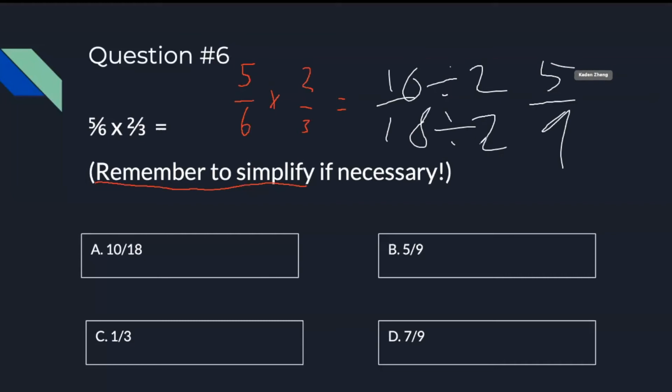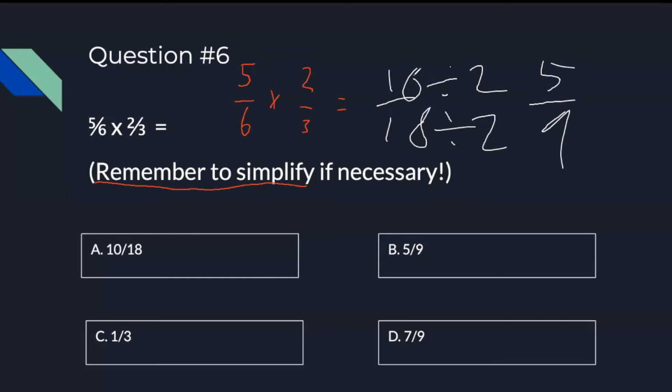Exactly, right? So we have to simplify our fraction. That is very important, right? So multiplying fractions, remember, the denominators can be different. That's fine when multiplying, but when multiplying, we just multiply straight across. We get 10 over 18, right? 5 times 2 is 10, and 6 times 3 is 18.